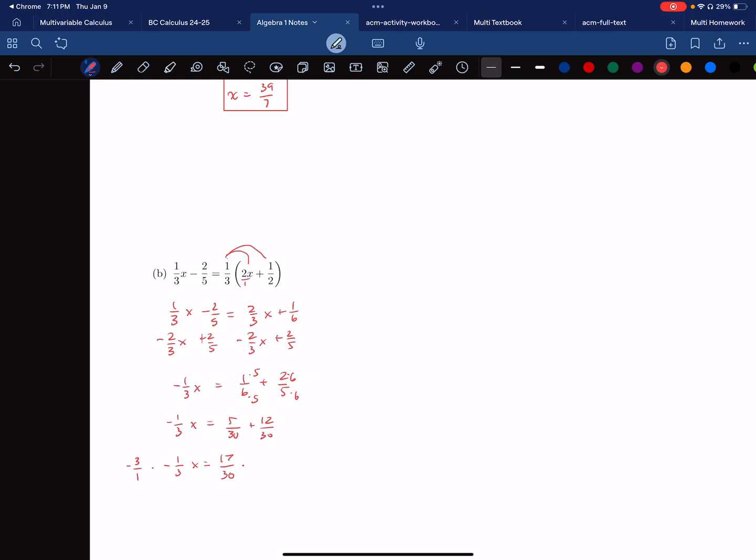Oh, nice. The 3 goes into that 10 times. The 3 goes into that one time. And so I just get an answer that is negative 17 over 10. And that is my answer.